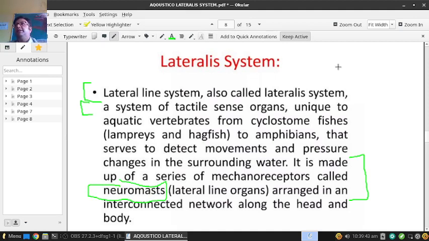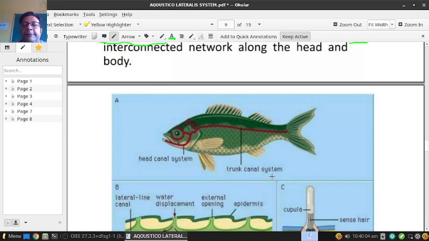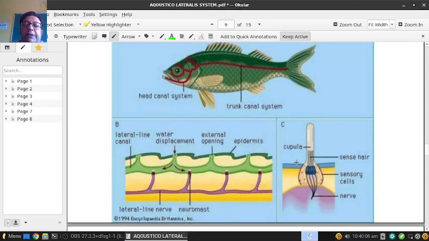One after the other, these neuromasts are organized: neuromast 1, neuromast 2, neuromast 3, like electric organs, 1, 2, 3, along the lateral line. So any mechanical disturbance, any touch or any difference, it is going to detect it, and the fish will respond accordingly. In the next slide, you can see how the lateral line system is located.